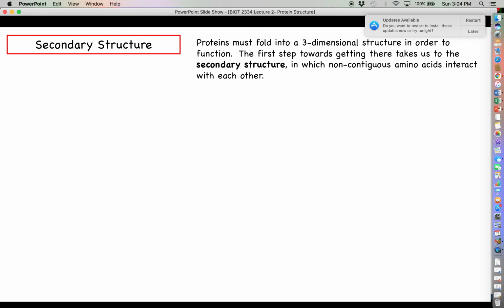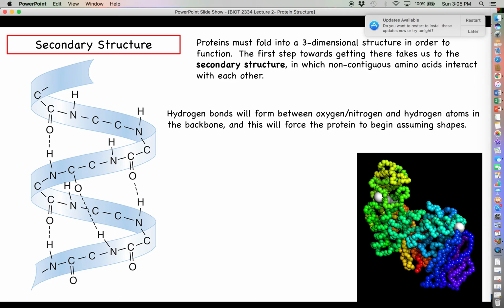Okay, so now let's talk about secondary structures. This is going to be the next step towards getting the protein folded. As we said, proteins have to attain some type of three-dimensional structure in order to have any kind of function. The first step in getting there is to come up with a number of different secondary structures. This is going to involve non-contiguous amino acids, meaning amino acids that are not right next to each other, not peptide bonded to each other, interacting with each other, as we are about to see.